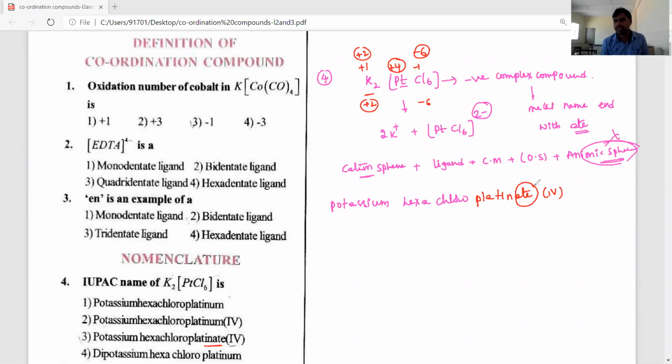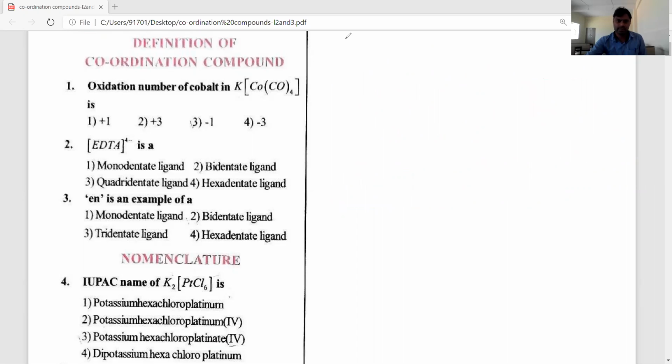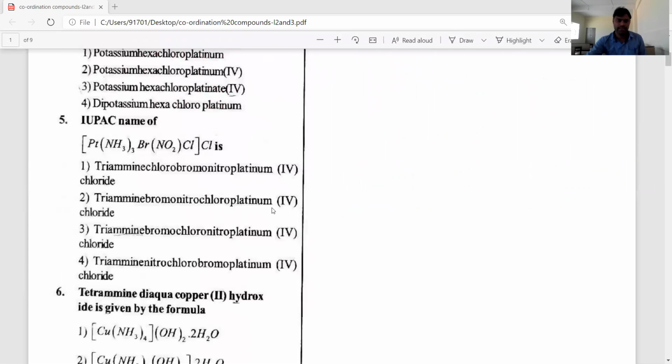Why did ATE come, dear students? It is a negative complex. When negative complexes are present, we need to write the metal name ending with ATE. If positive or neutral complexes are present, the central metal atom name is as it is. For example, platinum is platinum, copper is copper, gold is gold. Otherwise we need to add ATE. If copper is present, then cuprate. So the ATE ending is a very important rule. Let's see the fifth question.